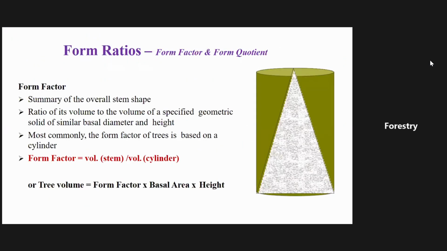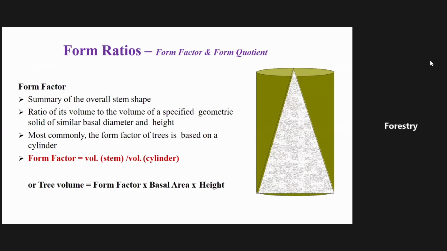So we'll move on to how to calculate this form factor and another term, form coefficient. It is also called form ratios. The form factor is a summary of overall stem shape, and it is also defined as the ratio of its volume to the volume of a specified geometric solid of similar basal diameter and height. Most commonly, the form factors of trees are based on a cylinder.